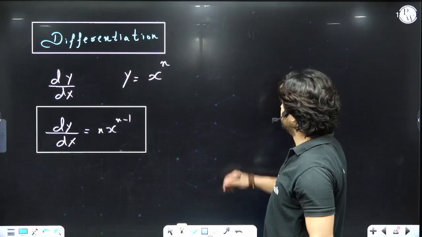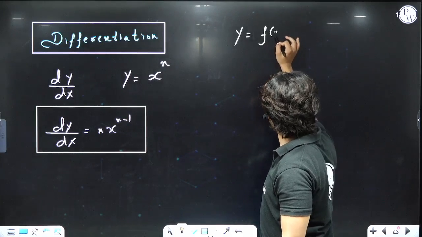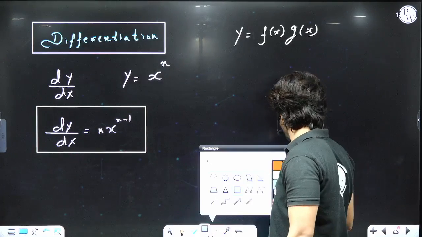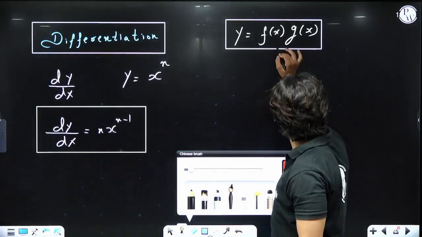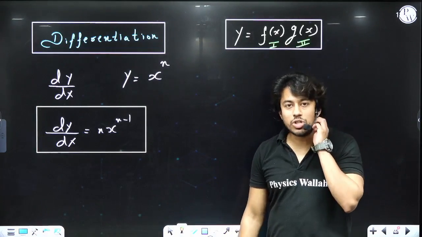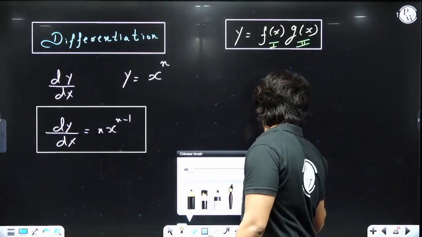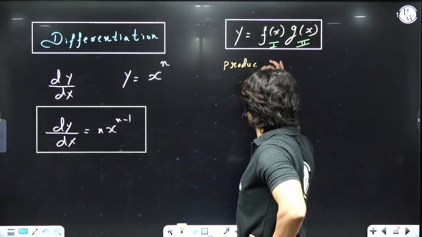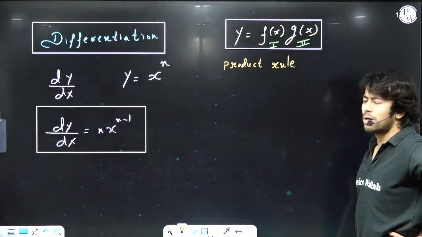But what if you have two functions together? One function is f of x and the other function is g of x. f of x into g of x. You have two functions and they are in multiplication. So in these situations, what do we do? We apply the product rule.